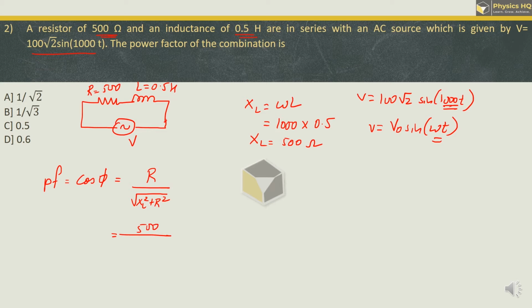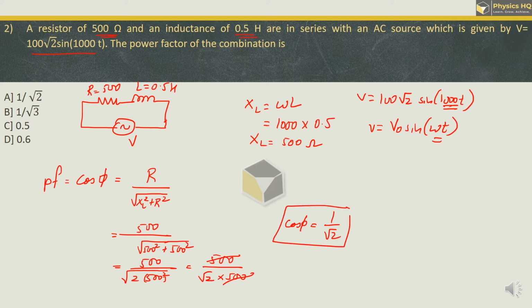500 upon root of 500 square plus 500 square. Now instead of solving this we can write it as 500 by root of 2 times 500 square. This will give us 500 by root 2 times 500, and the 500 square root will cancel out. So we'll be left with 500 that we can cancel with the numerator. And the power factor over here, which is cos phi, is given by 1 by root 2. So the correct option is option A.